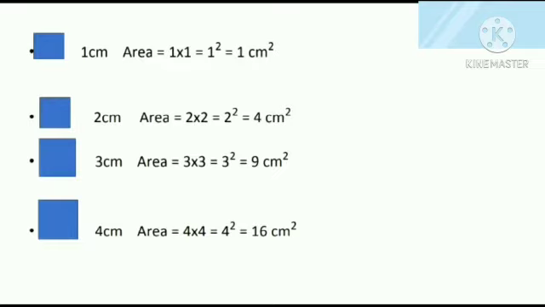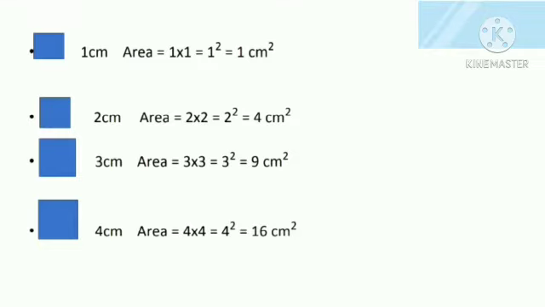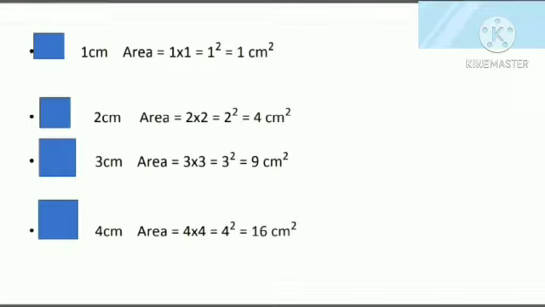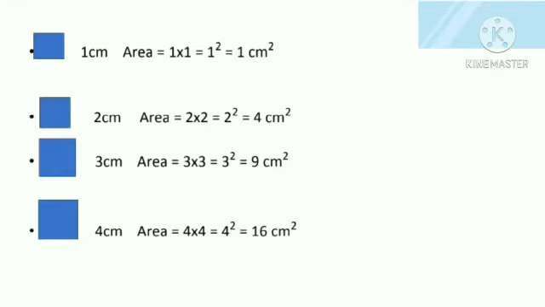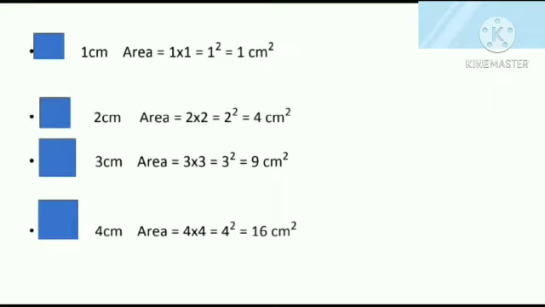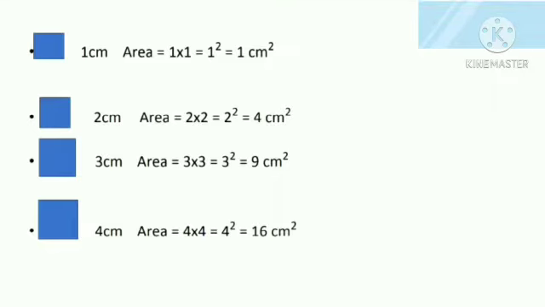If the side of a square is 2 centimeters, its area is equal to 2 into 2, which is equal to 2 square, which is equal to 4 centimeter square. If the side of a square is 3 centimeters, its area is equal to 3 into 3, which is equal to 3 square, which is equal to 9 centimeter square. If the side of a square is 4 centimeters, its area is equal to 4 into 4, which is equal to 4 square, which is equal to 16 centimeter square, and so on.